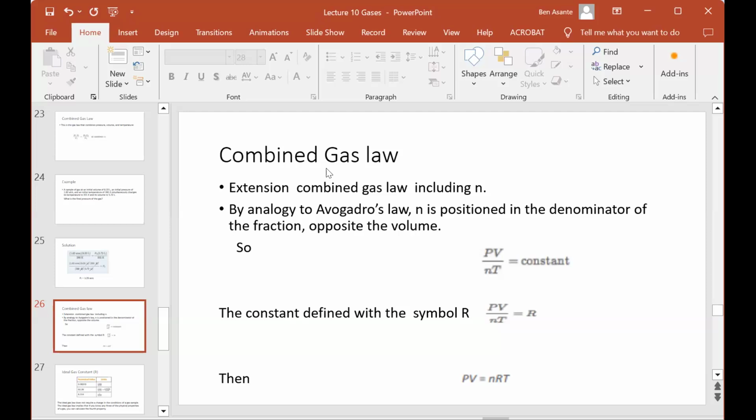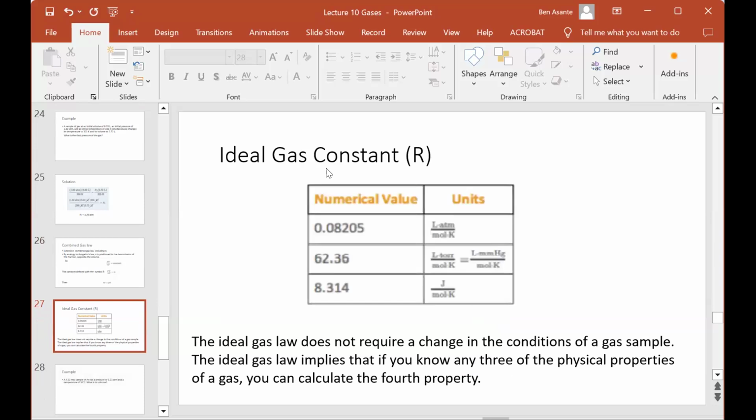In this one, the number of moles is not kept constant. So different scenarios, different situations will tell you which equation you have to use. The R in PV over nT equals R has different units. I keep stressing on it. If you don't use the correct number, you get an answer, but your answer will be wrong.